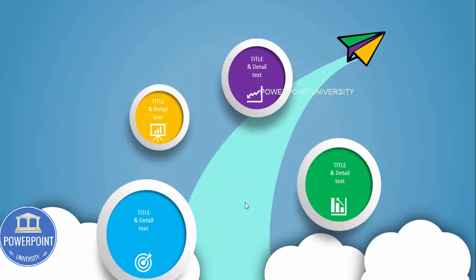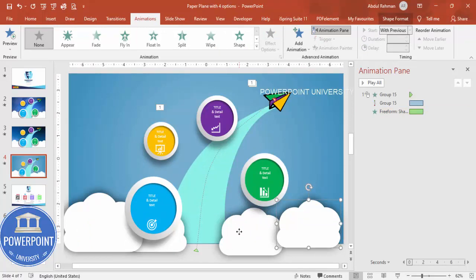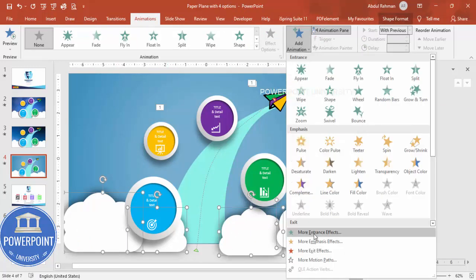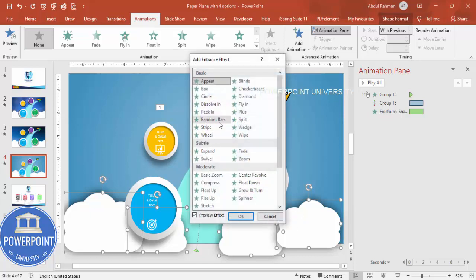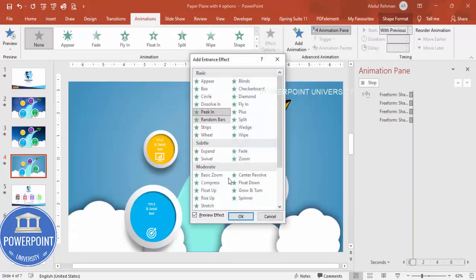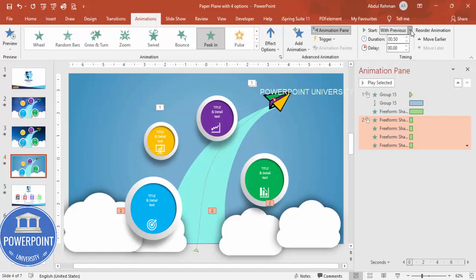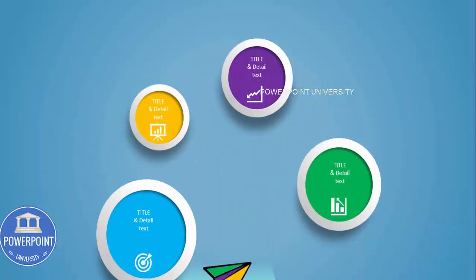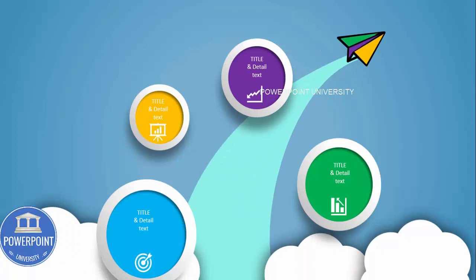All right, so once this is done, I'm going to select this clouds and add animation, more entrance effects. For this I'm going to select peek in, click OK. This should happen with previous, but we can just give some delay here, a different delay. Okay, so depending on the requirement, you can adjust this one. Again, let me just play. When I click, you can see here it comes like this.